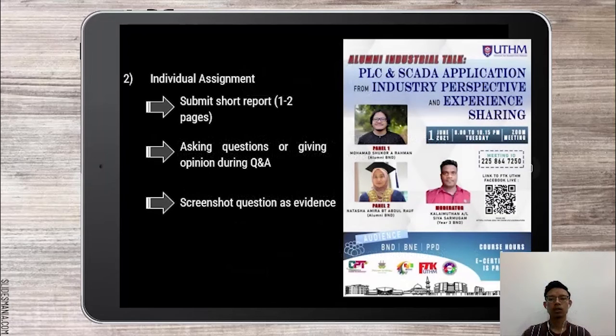After the alumni industrial talk, the students need to do an individual assignment. They need to submit a short report of 1 to 2 pages. During the alumni industrial talk, they need to ask a question or give an opinion during the Q&A. As evidence of asking during the Q&A, they have to take a screenshot and include it in the short report.